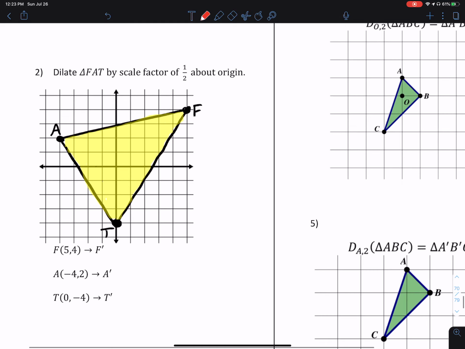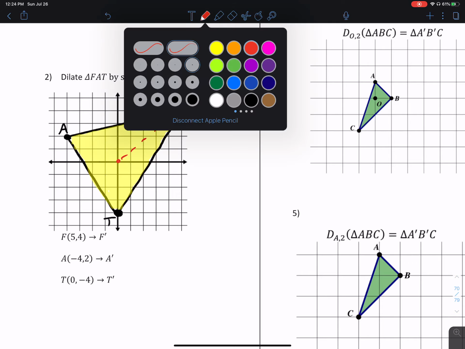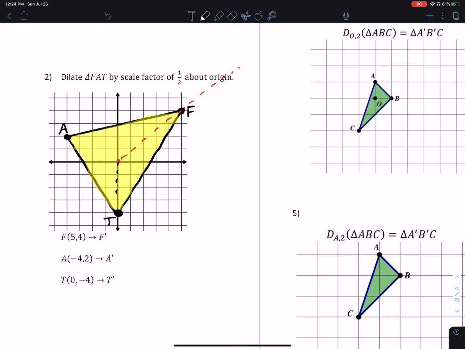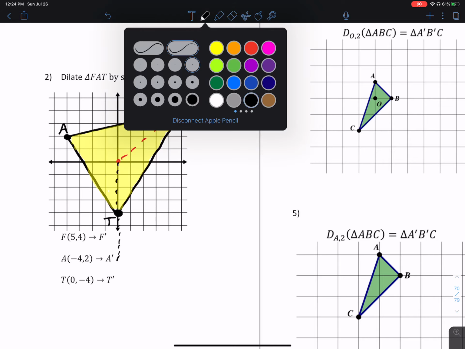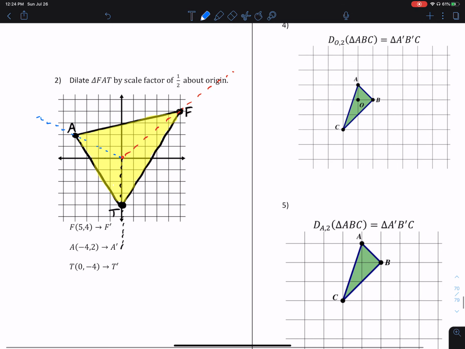So I'm going to do this in a different order than I did the last one, just to show you what's up. If I were to draw from the origin a dashed line through F, F prime has to be on that dashed line someplace, that red dashed line. If I draw a dashed line from the origin through T, T prime has to be on that line someplace. If I draw a blue dashed line from A through the origin, A prime has to be on that someplace. Specifically, scale factor of a half, this shape's going to get cut in half.